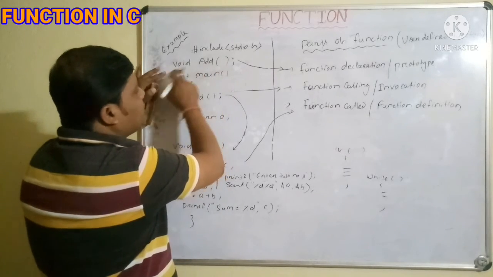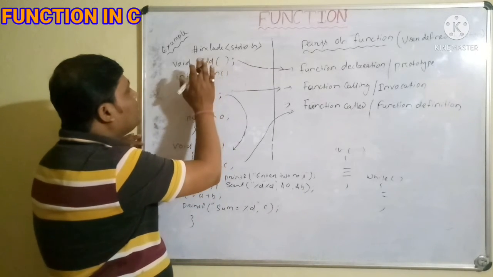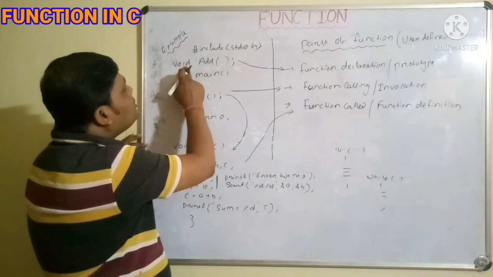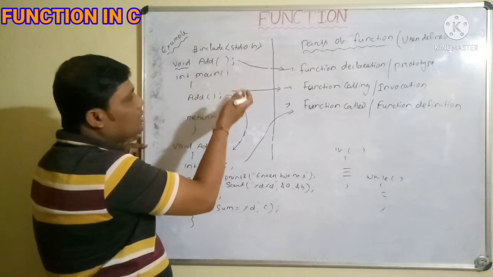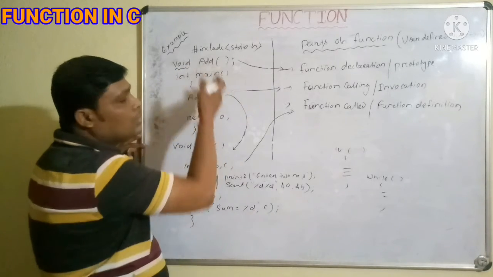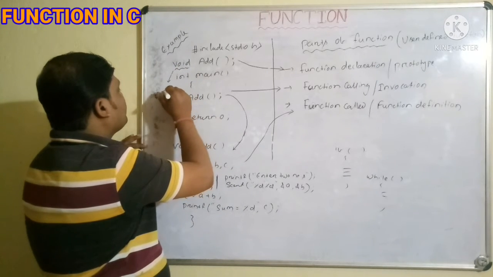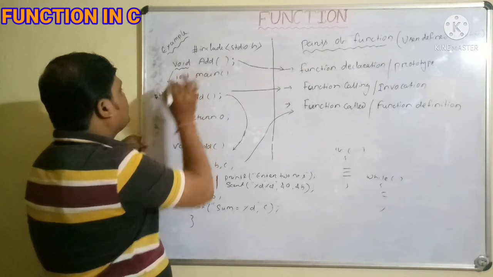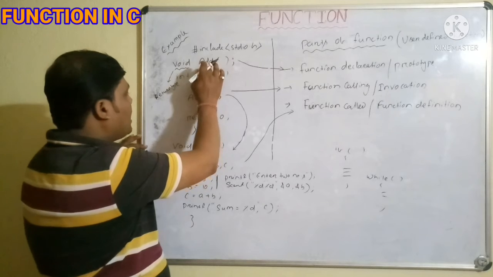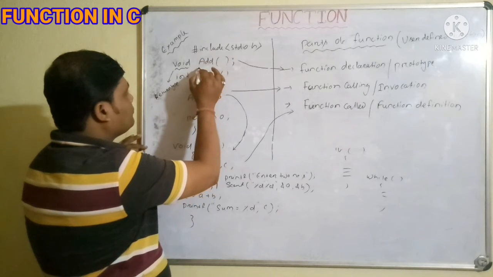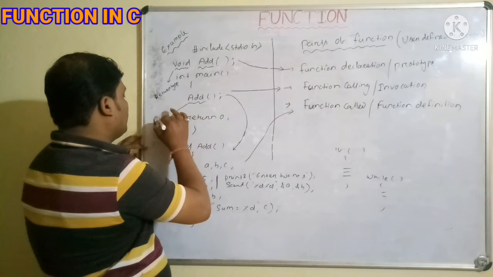Then this is the function declaration or prototype. It tells the compiler what the return type of the function is. This is the return type. We'll discuss what the components of a function are. This is the return type. This is the function name. Add is the function name.